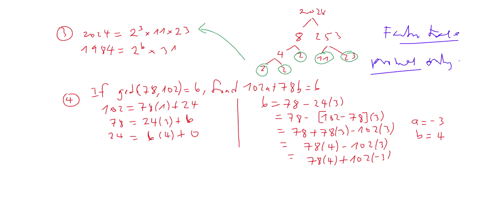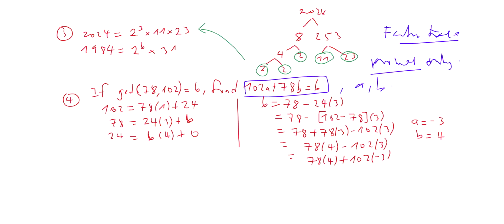So this one wasn't really complicated. Then we also spoke about finding, if you are given the GCD of two numbers, here 78 and 102, the GCD is 6. Then we are asked to find the linear combination 102 times A plus 78 times B which gives you 6, that is, to find this A and B. What we said was that here you can apply the Euclidean algorithm.